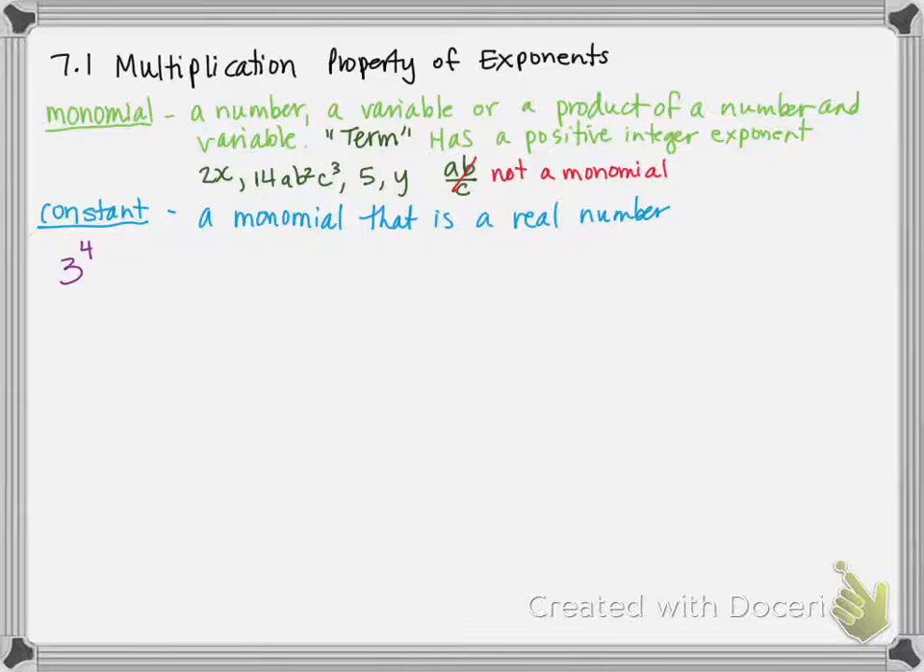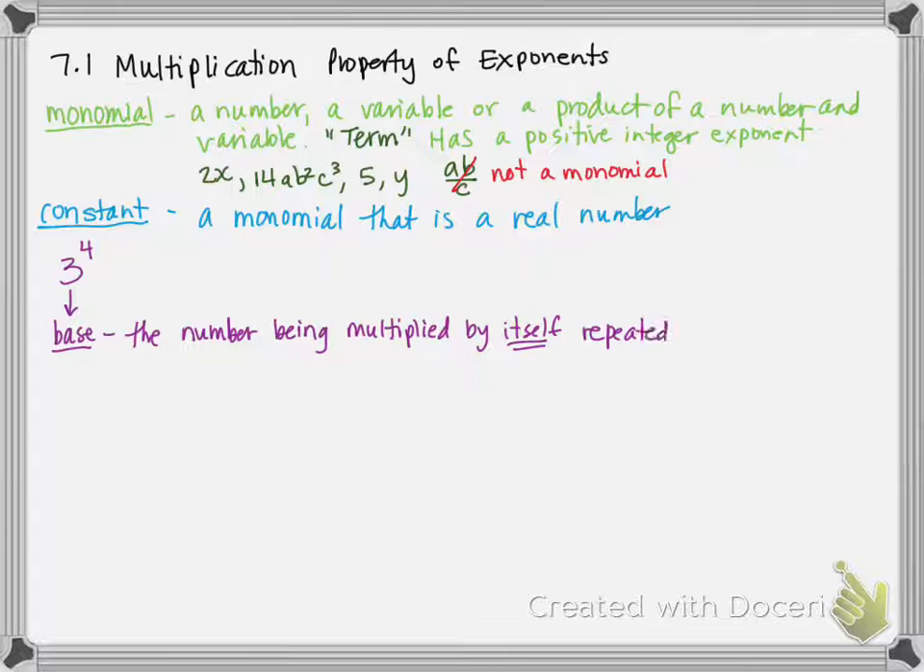So the 3 is called the base, and the base is the number being multiplied by itself, not by the exponent number, but by itself repeatedly. Now that repeatedly is dependent upon, obviously, the exponent, right? So that will take me up to the exponent.